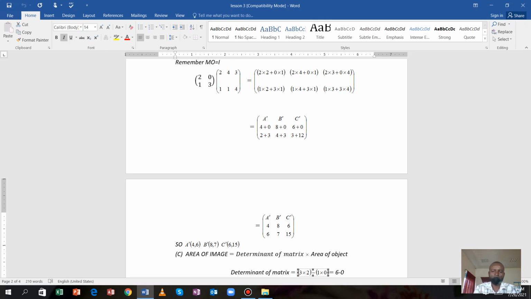Now remember, you are asked to find the area of the image. Now I'm going to give you a shortcut without, for example, sketching both and then finding the area. So what we are going to do, if you want to get the area of the image straight away, just get the determinant of the matrix.